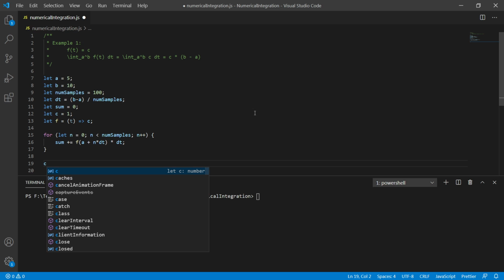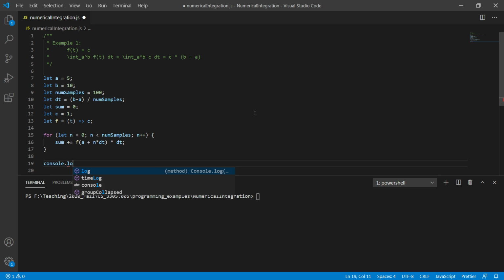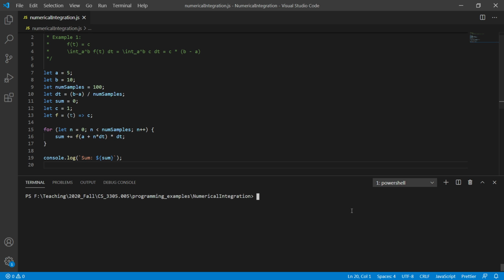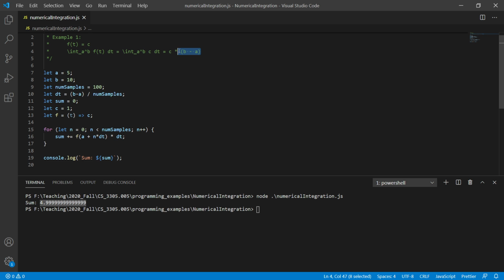Okay. So then let's write that out. We'll see whatever our value was. Okay, so the fact that it's not exactly 5, which is what we would expect, right? So b minus a, b is 5, times our constant, which is 1. So we would expect that to be 5. 5 times 1 is 5. So why are we getting 4.999?